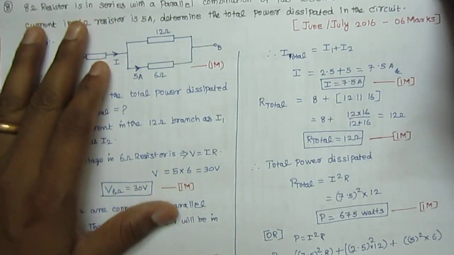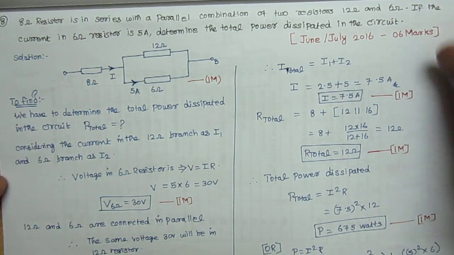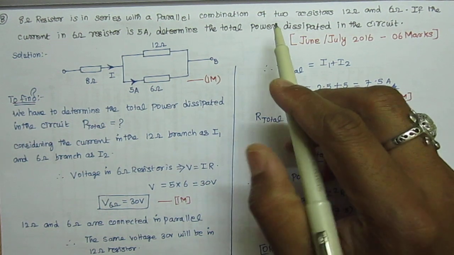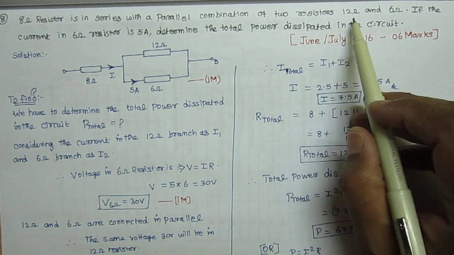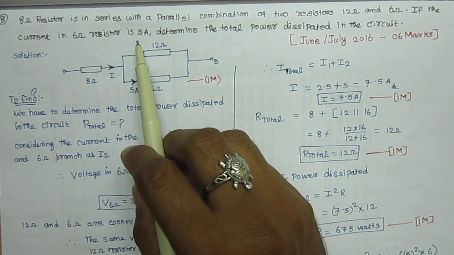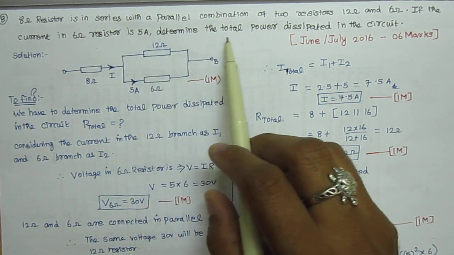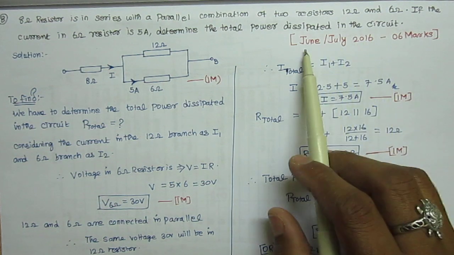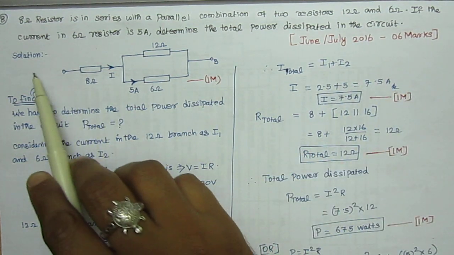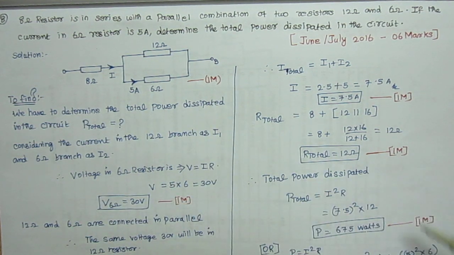In this problem, an 8 ohm resistor is in series with a parallel combination of two resistors, 12 ohms and 6 ohms. If the current in the 6 ohm resistor is 5 amps, determine the total power dissipated in the circuit. This was asked in July 2016 for 6 marks. So here the mark split up, the weightage of the marks, is also given.